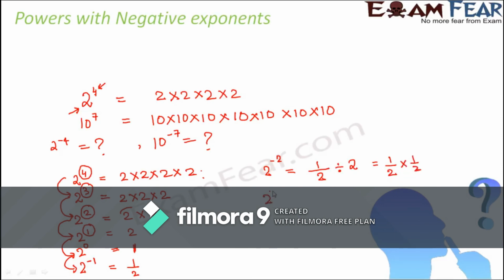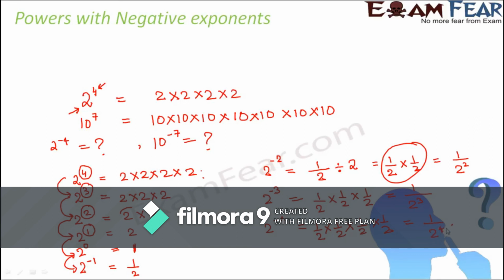Right? Similarly, what would be 2 to the power minus 3? Again, this entire thing will get divided by 2. So this will become 1 by 2 into 1 by 2 into 1 by 2. Similarly, 2 to the power minus 4 would be 1 by 2 into 1 by 2 into 1 by 2 into 1 by 2. Now if you look at it more closely, you would see this is 1 by 2 to the power 2. Similarly, this is 1 by 2 to the power 3, because in the denominator you are multiplying 2 three times. Here it would be 1 by 2 to the power 4, and so on.